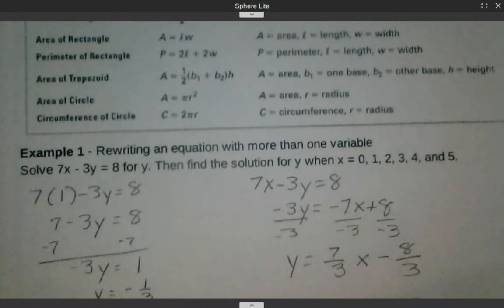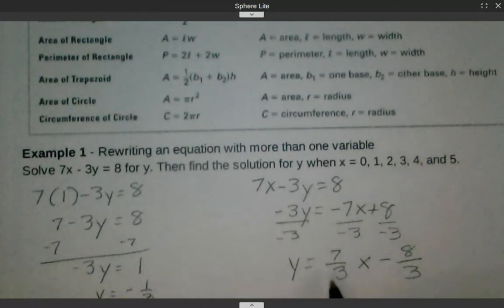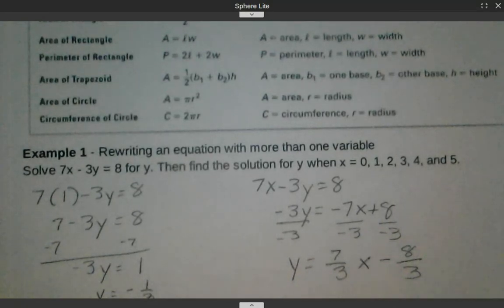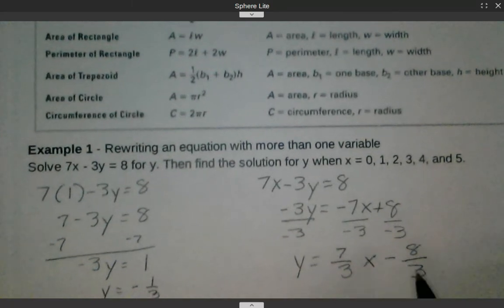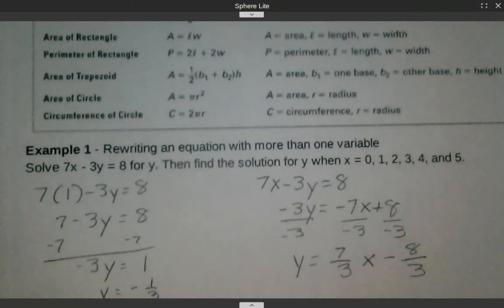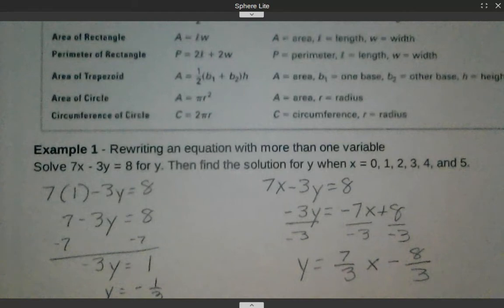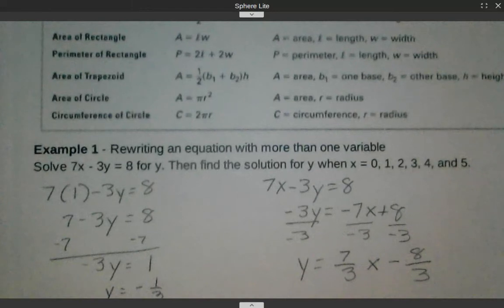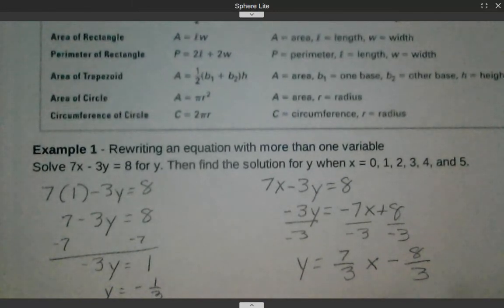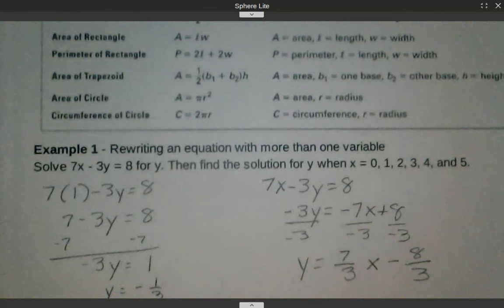When x equals 3, we plug it into this equation. Because we have a common denominator, we probably wouldn't want to cancel the 3's. So 7 times 3 is 21. 21 over 3, 21 minus 8 gives us 13 over 3. When x equals 4, y is equal to 4 times 7 is 28. 28 minus 8 is 20 over 3. And when x is equal to 5, y is equal to 35 minus 8, which is going to be 27 over 3, which reduces to 9.